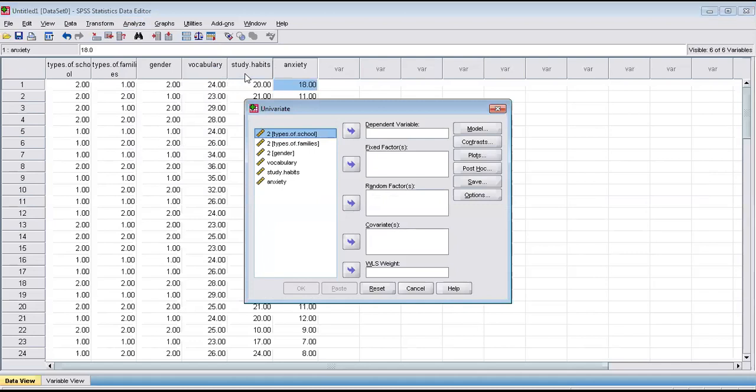You get a dialog box like this. Now you know where should you shift the types of school, the types of family, and the gender. You have to shift them to the fixed factor because the types of school, the types of family, and the gender, they are not random. They are fixed factors. Okay? So therefore you have done, and you know your dependent variable is a vocabulary, so you shift it here.